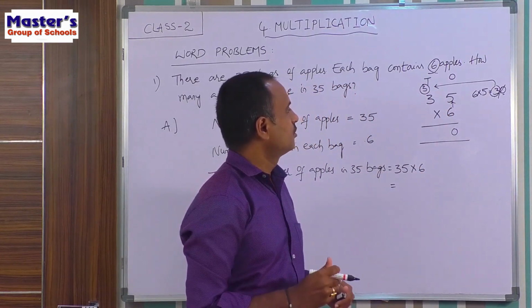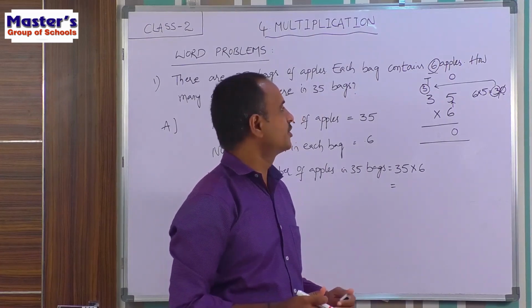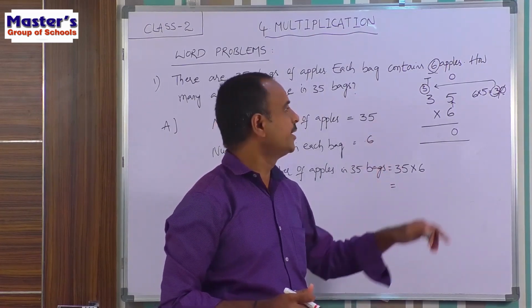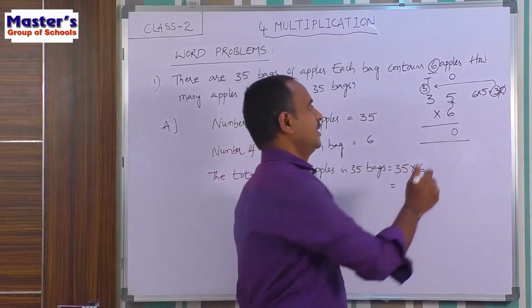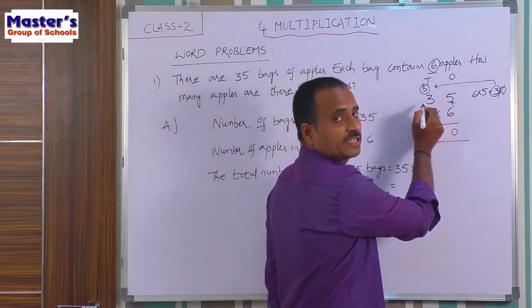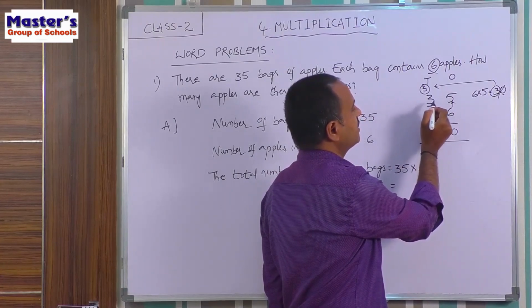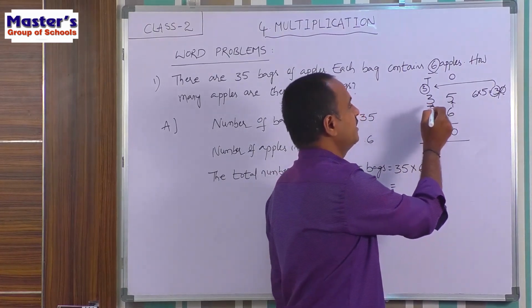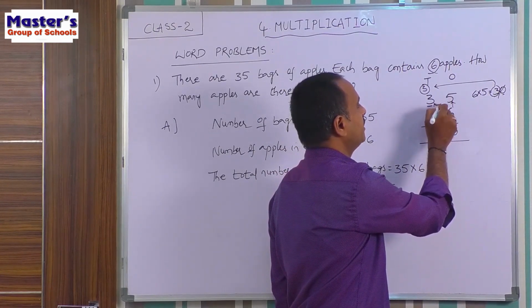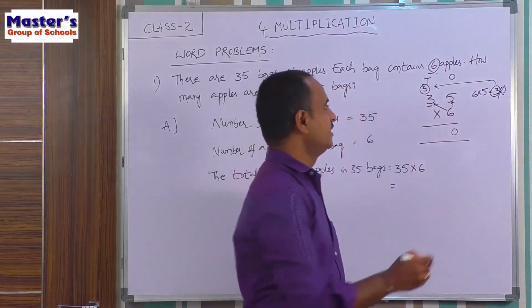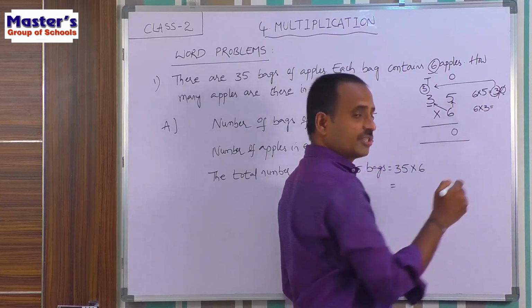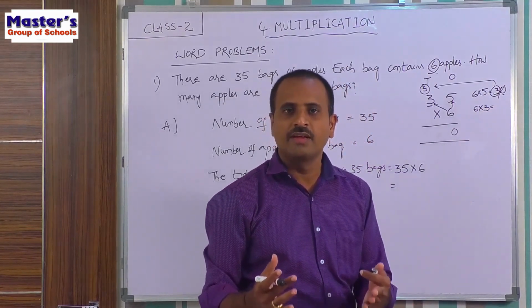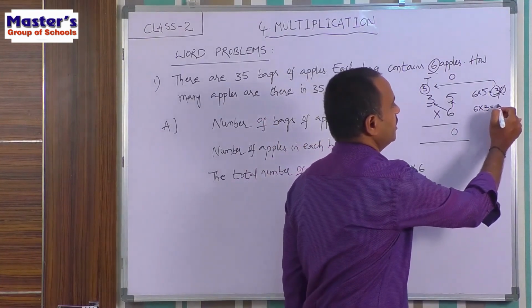So children, now continue the multiplication with the 10's place. Multiply the digit present in 10's place with 6. Which digit is present in 10's place? 3 is present in 10's place. So multiply 3 with 6. That is 6 into 3. So children, how much is 6 threes? 6 threes are 18.